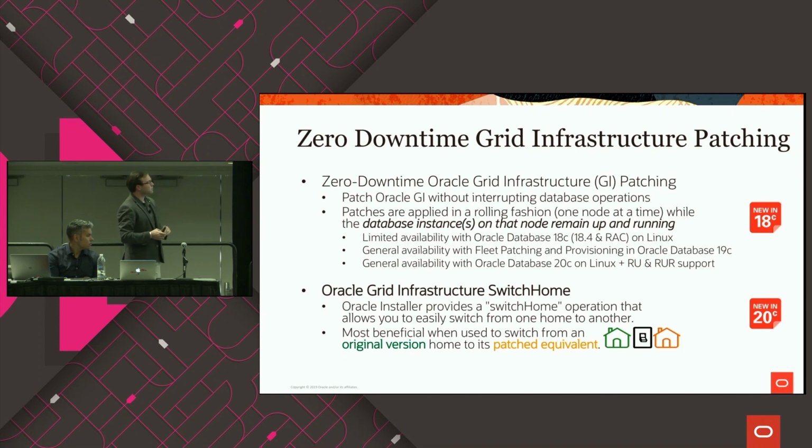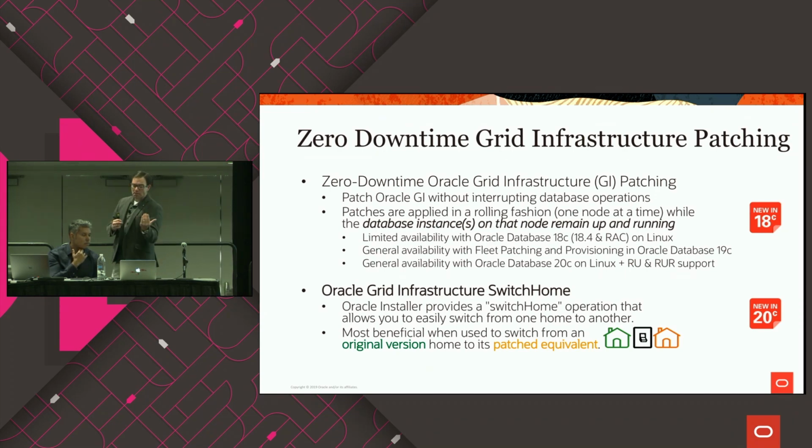Now, this feature was first introduced with 18c on Linux, obviously for RAC databases, and was somewhat limited to certain patches. In 19c, we have enhanced the number of patches we support, but more importantly, we made it generally available with fleet patching and provisioning, FPP, or as I said, formerly known as RHP. And then in 20c, we will make it generically available, and we will cover the RUs and RURs as long as you are on Linux and have a RAC database.